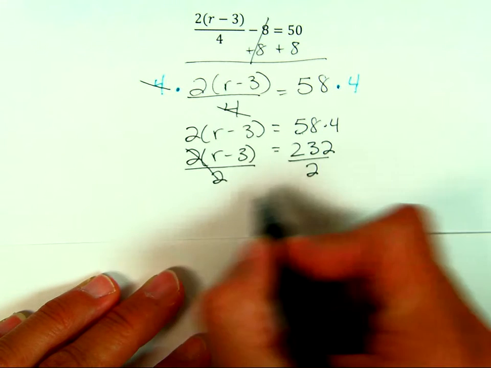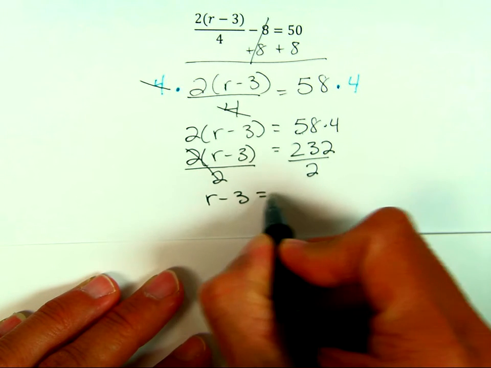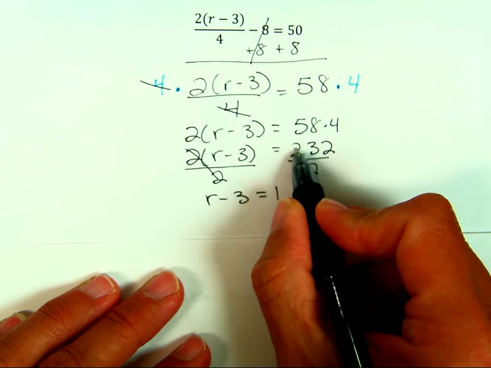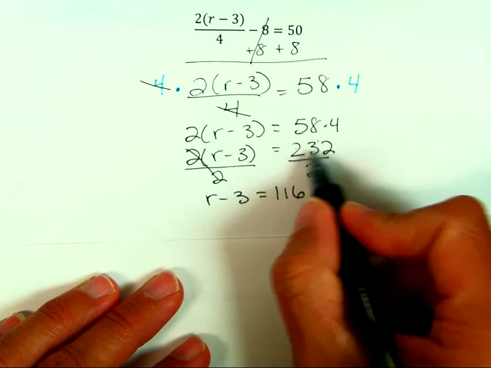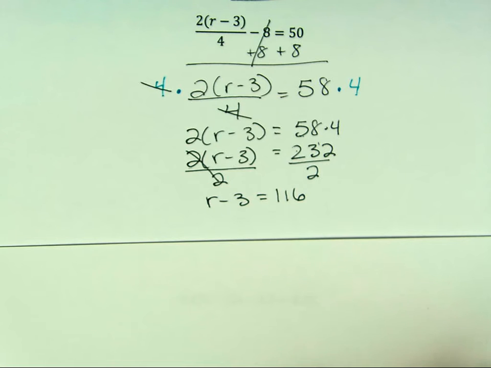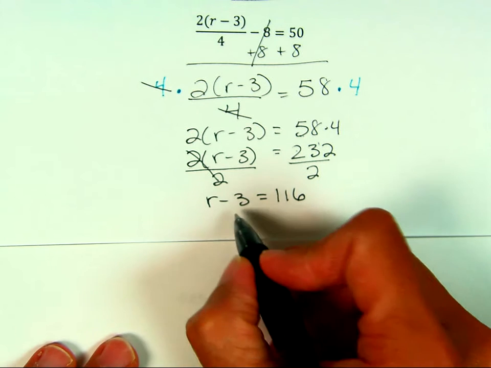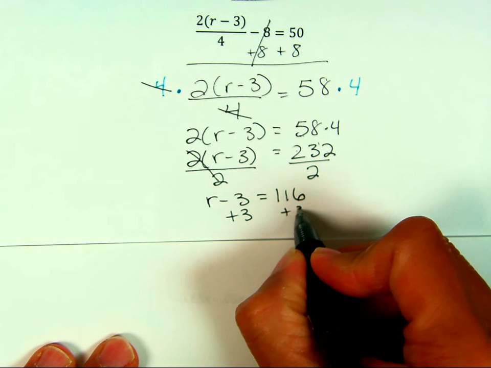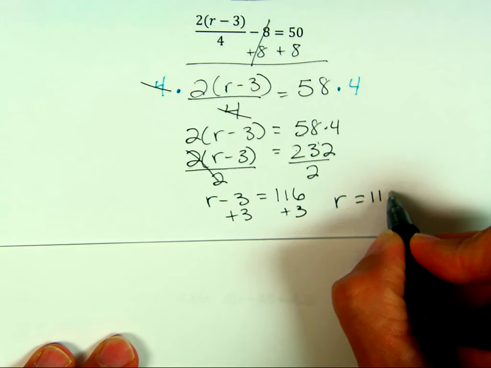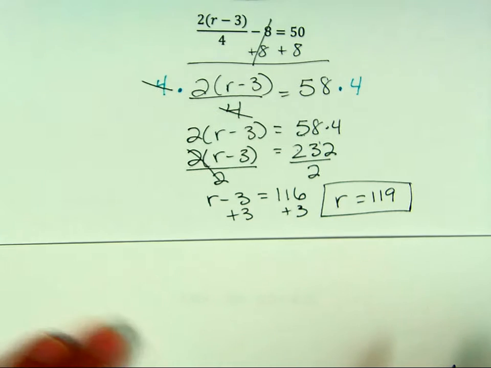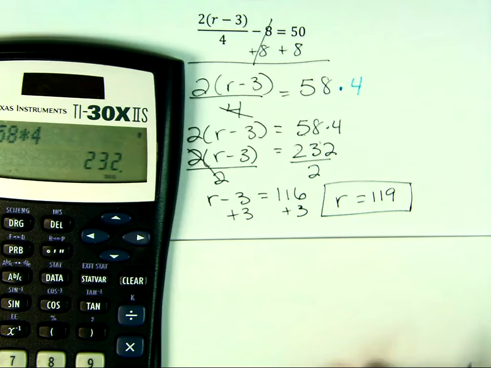So I divide both sides by 2, and 2 goes into there once, 2 goes into there once with 1 left over, and it goes into 12 6 times. So half of 232 is 116. And then to get r by itself, all I need to do is add 3 to both sides. So I get r equals 119.